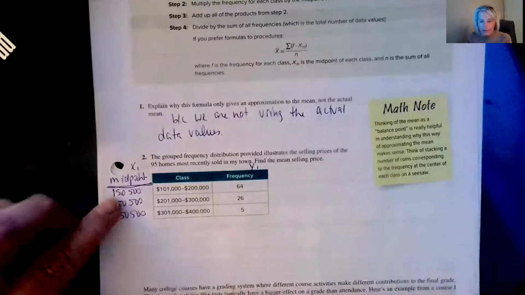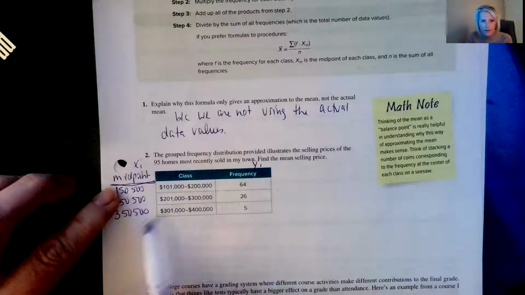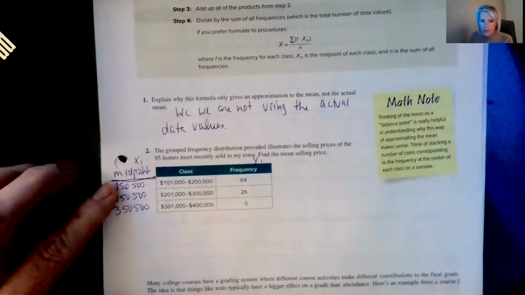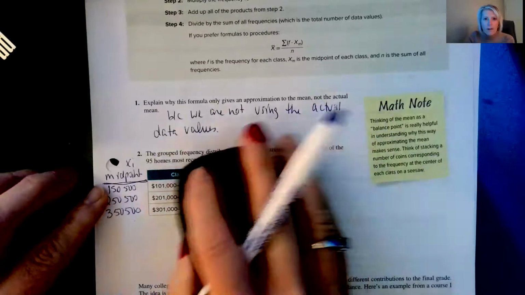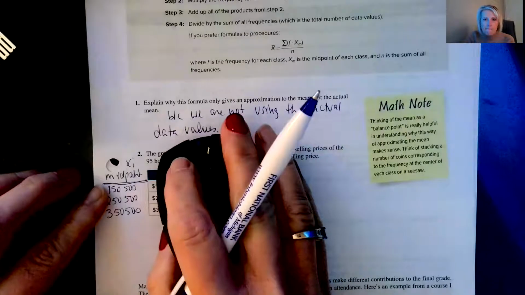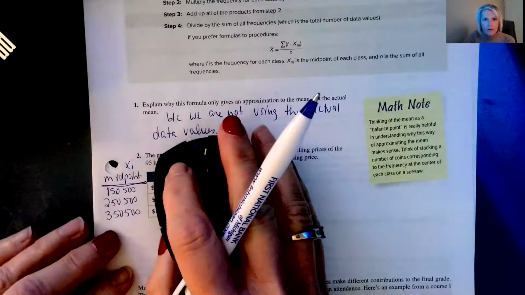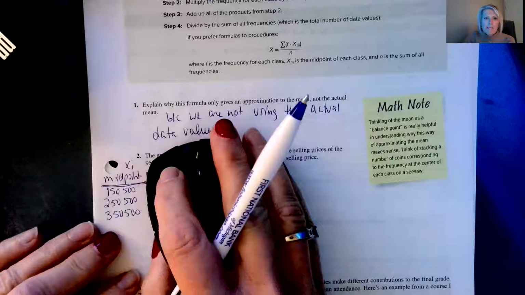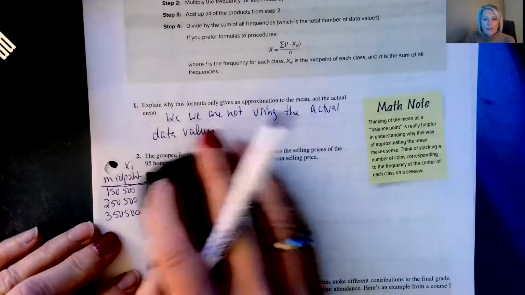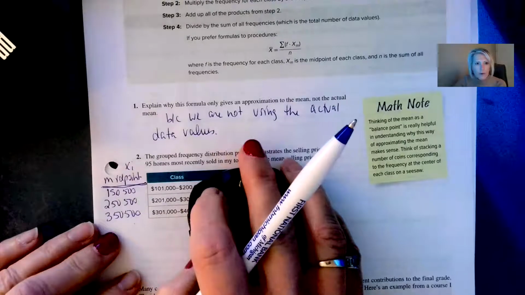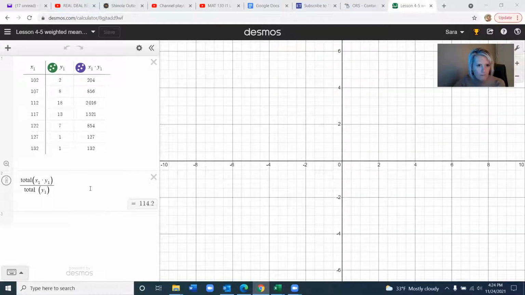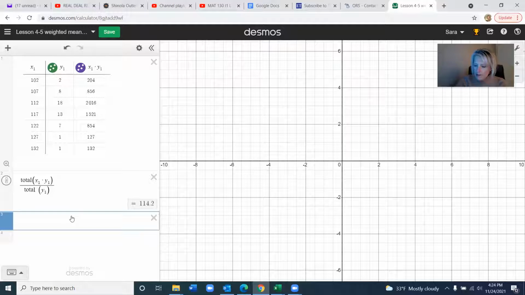Then we can go to Desmos and go ahead and put in your X1 values and your Y1 values, and we can calculate those. And I will share my Desmos with you all as well, where I'm sharing the video from today. And so let's go ahead and put these in here.